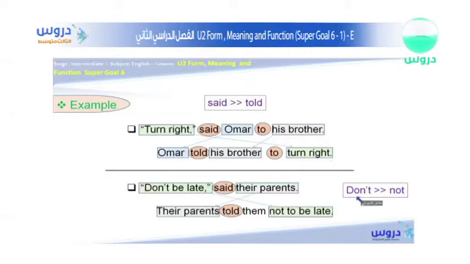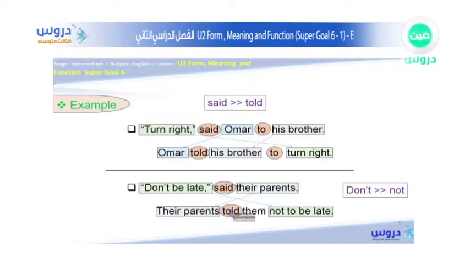Okay? Next, when we have don't, we have to change it to not. For example, don't be late, said their parents. So their parents said, don't be late. So we have to say, this is the subject. We have to put it in the beginning.